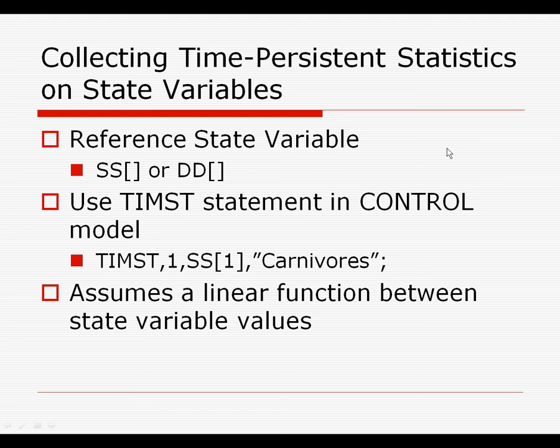All of these variables can be included as time persistent statistical collection. So we can reference either an SS variable or a DD variable, and then we just put them into the TIMST statement in the control model, just like we do other TIMST variables.